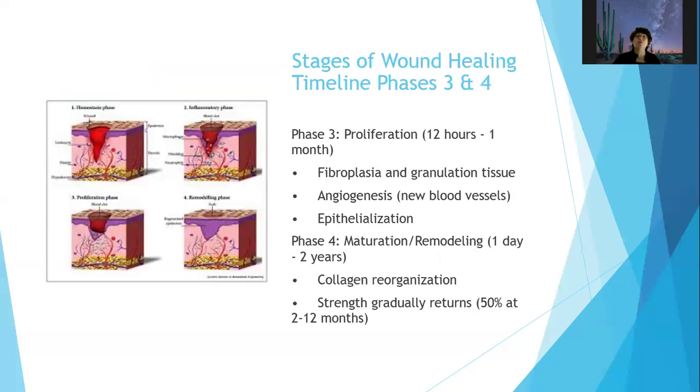So overlapping that inflammatory phase is the proliferation phase, which happens from 12 hours to 1 month. So fibroplasia, so we're growing fibers and granulation tissue, which is the new tissue that's going to replace the damaged tissue. We get angiogenesis, which means new blood vessels, and epithelialization.